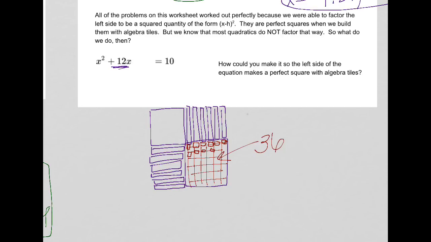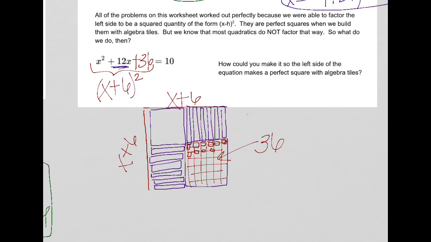So if I wanted to, I could add 36 in this expression, and all of a sudden this would be something that I can factor. And judging by the length of each side here, this is x plus 1, 2, 3, 4, 5, 6. So this is x plus 6, and this is x plus 6. It's x plus 6, the quantity squared. Now the only thing here is, if I added 36 to this side of the equation, I have to add 36 to this side. So now my equation is actually x plus 6, the quantity squared, equals 46. And now I can solve that.